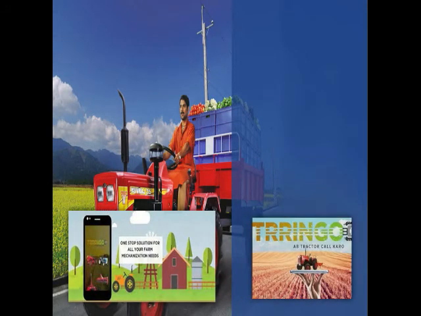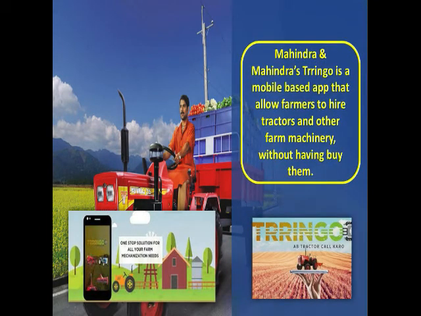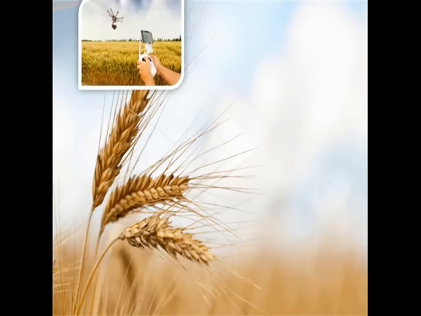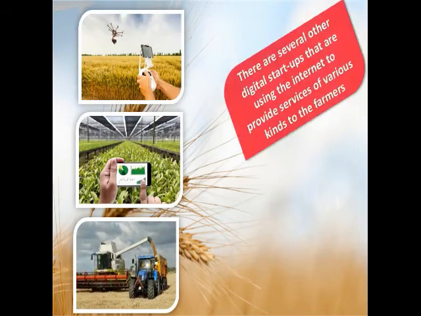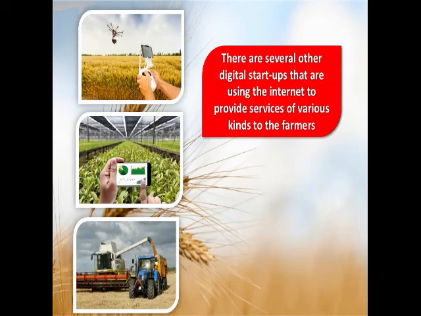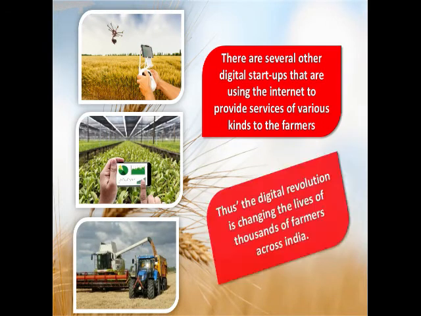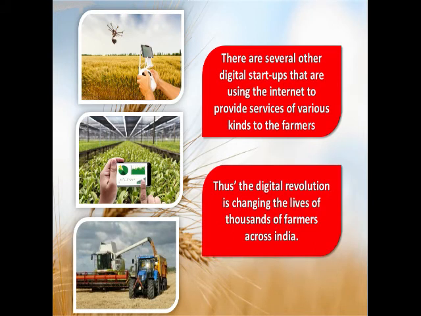Okay, and the next one is Mahindra. Mahindra Stringo is a mobile based app that allows the farmers to hire tractors and other farm machineries without having to buy them. And there are several other digital startups that are using the internet to provide various kinds of services to the farmers. So thus the digital revolution is changing the lives of thousands of farmers across India.